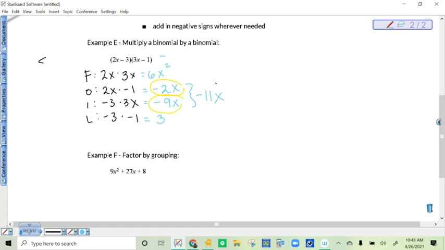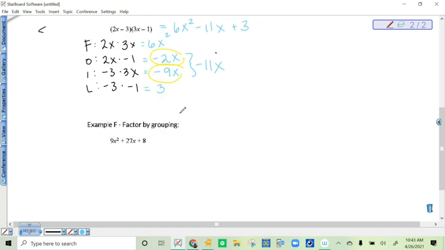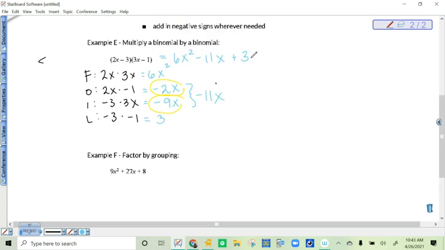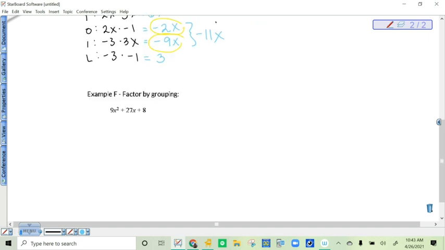So this binomial times a binomial turns out to be 6x squared minus 11x plus 3. All right. So stick with me on this, all right? We're going to look at this example. We're going to go from this back into this. So we've got 9x squared plus 27x plus 8. First, identify what is A, what is B, and what is C.